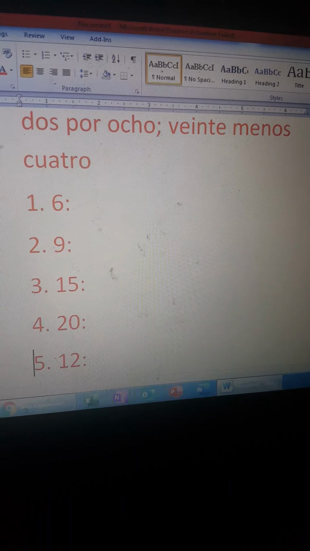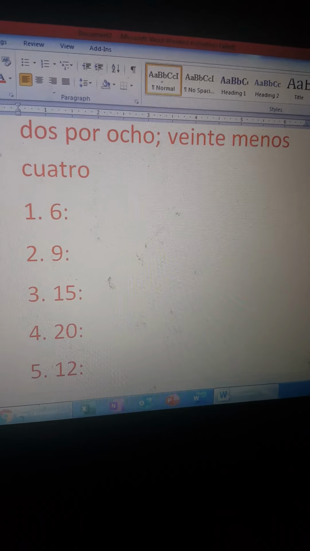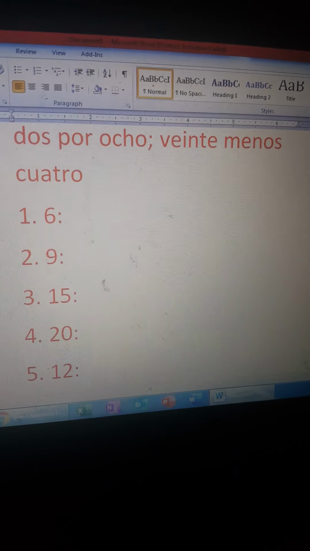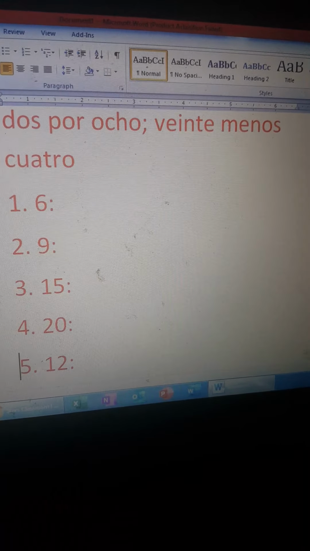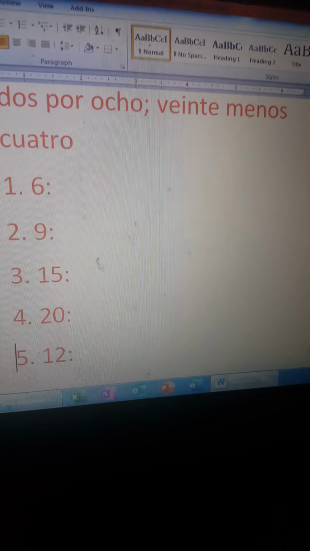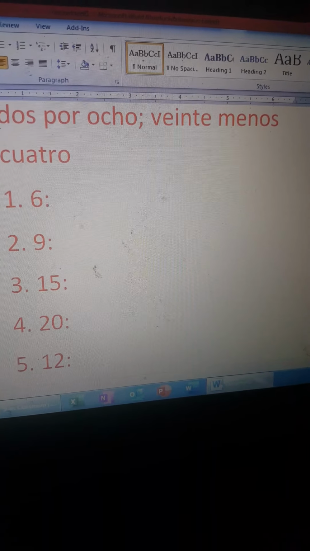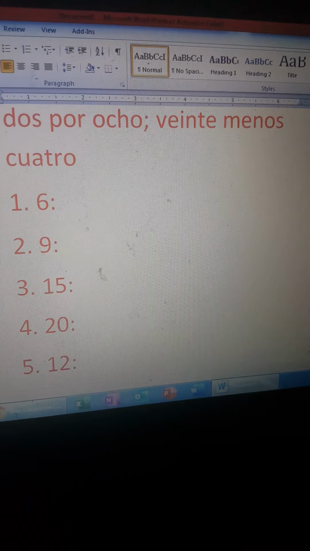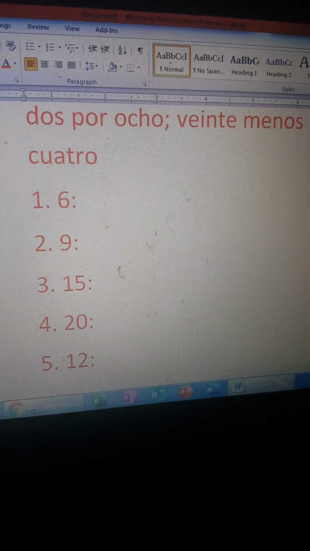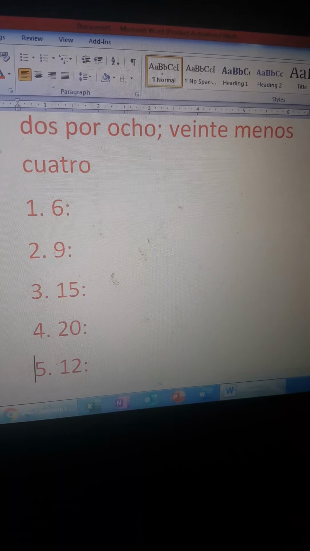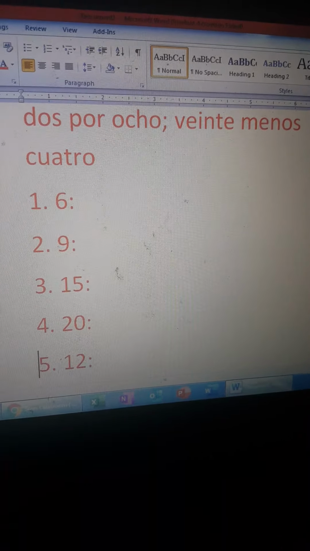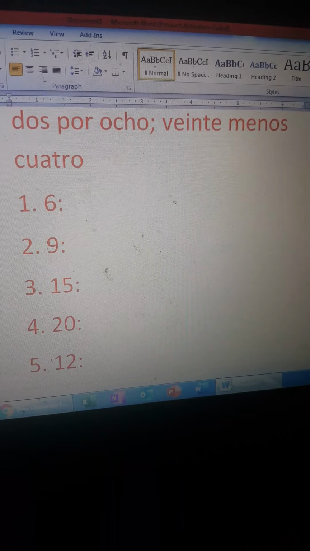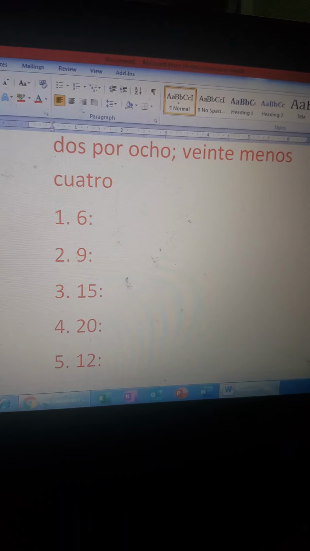Or if you could add 2 numbers, you would say 10 y 5 or 10 más 5. Okay, if you want to multiply two numbers, you would say, for example, 3 por 5. Okay, and you do the same thing for number 4 and number 5, so on and so forth.